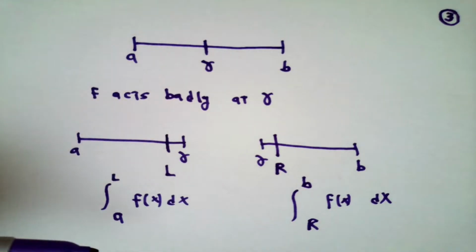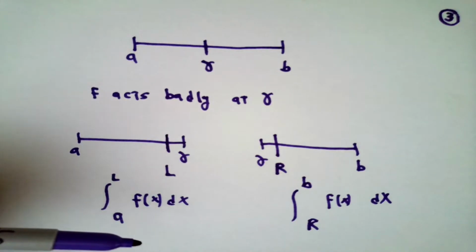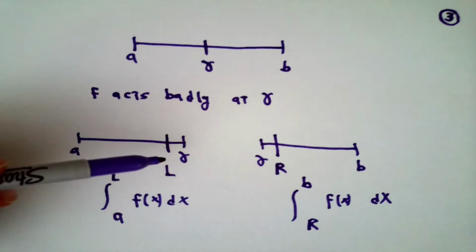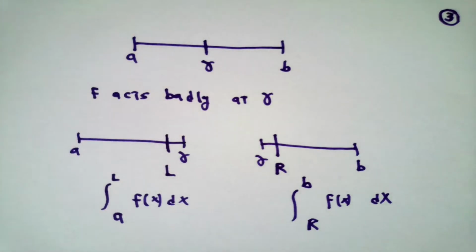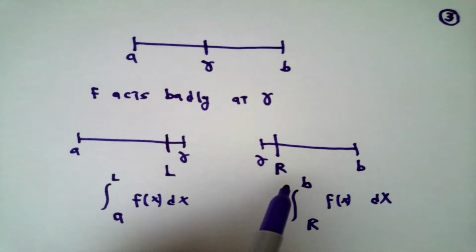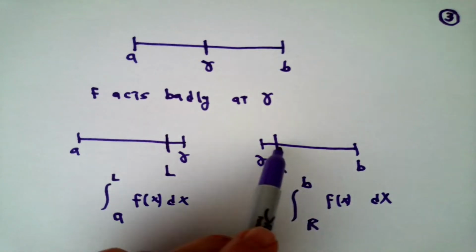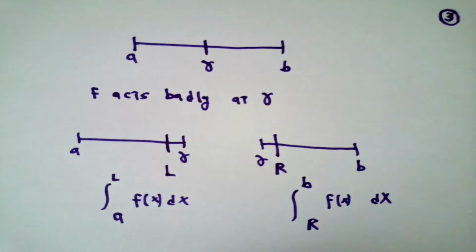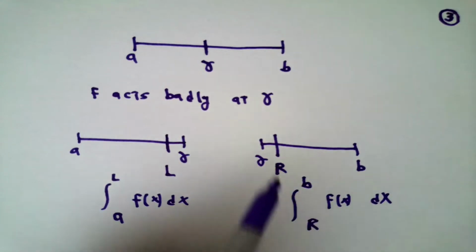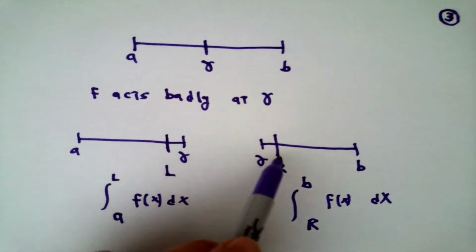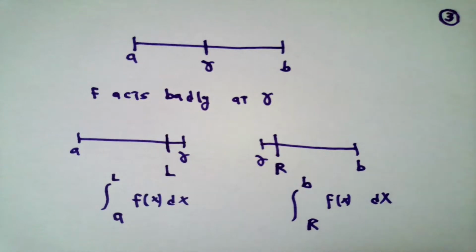Then the integral from a to L of f of x dx makes sense, although I am omitting some numbers between L and gamma. In the other chunk, I'll pick a number r that's bigger than gamma, and I'll integrate from r to b instead of gamma to b. Again, I am omitting some numbers between gamma and r, so I need to do something about that.